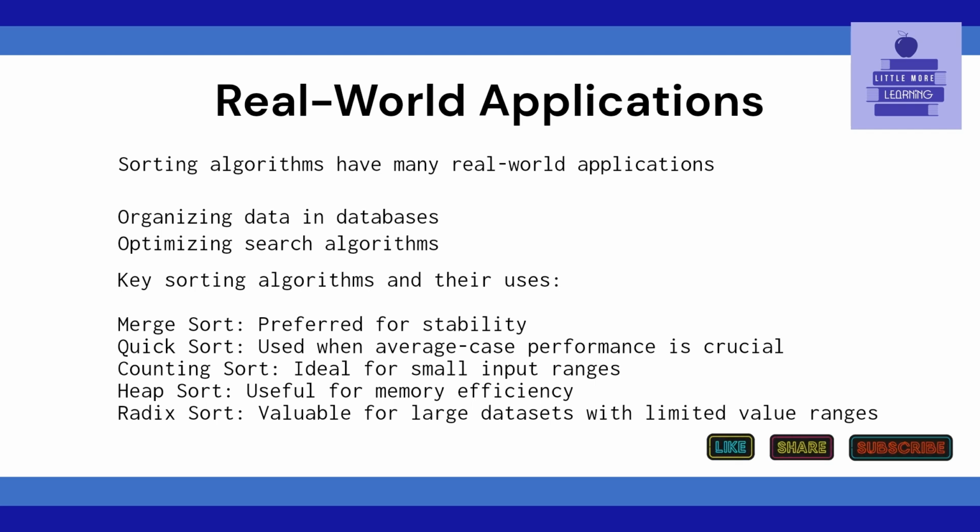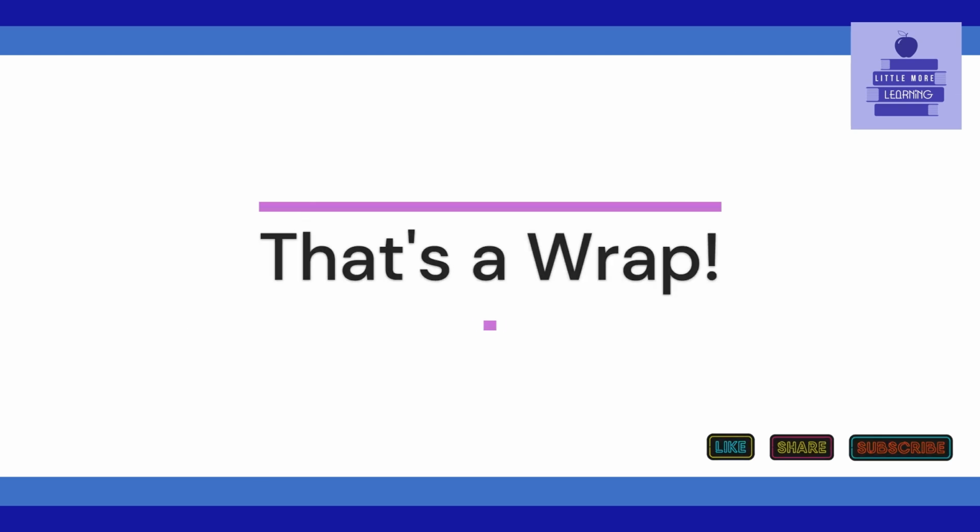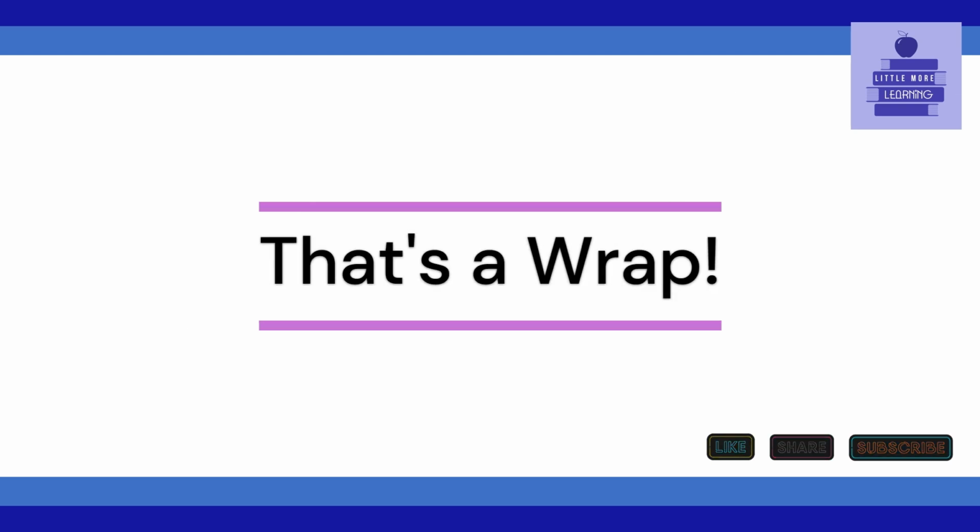Quicksort is often favored in practice due to its excellent average case performance, despite its potential worst-case time complexity. Heap sort is useful when memory efficiency is critical. Finally, non-comparison sorts like counting sort and radix sort are invaluable when dealing with large datasets with a limited range of values. And that wraps up our deep dive into sorting algorithms in C++.